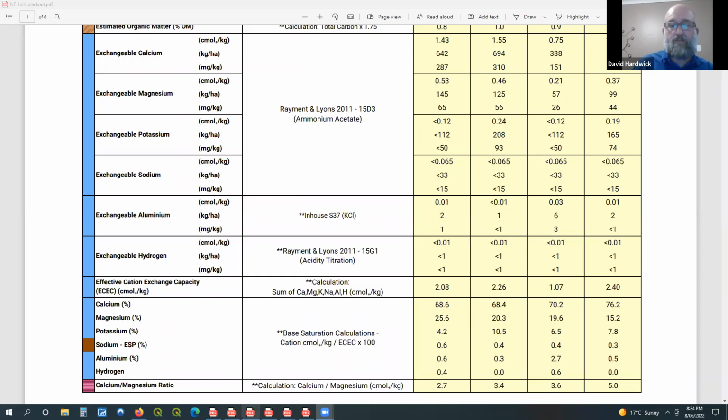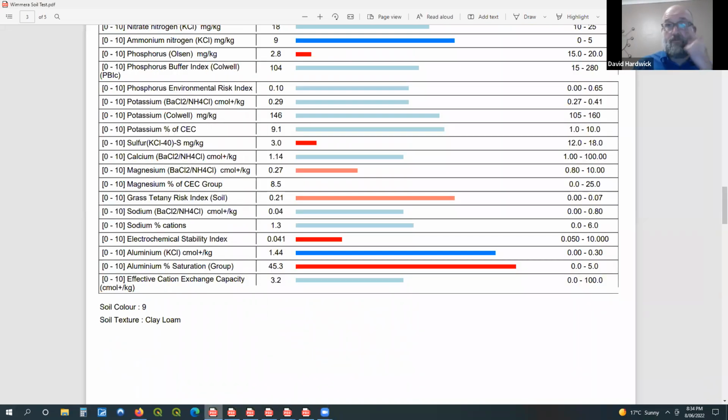Okay, so if I just have a look at a few other tests, because different tests, remember, lay things out differently, of course. They all have their own style. So here is our other soil from Victoria, and we've got a cropping field. Here you can see they've laid it out differently, so I have to hunt it out. It's a bit tricky. There's my potassium percentage. Everyone see that? Potassium percentage of CEC. 9%. Well, here's aluminium down here. Aluminium is at 45% of my CEC.